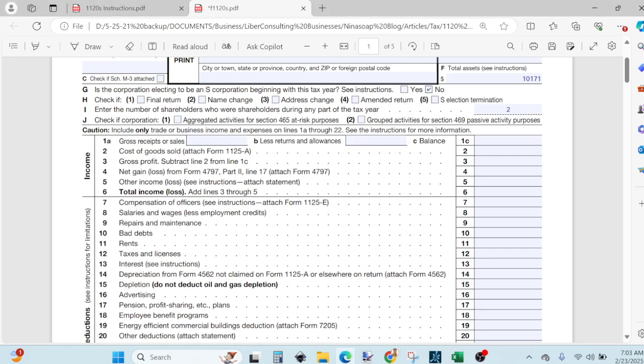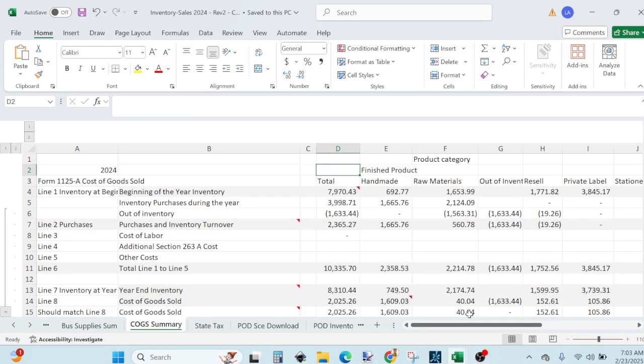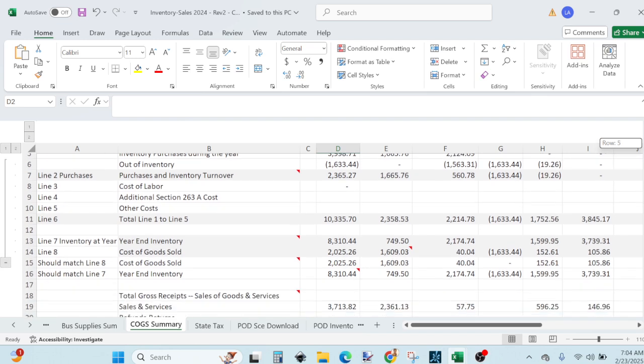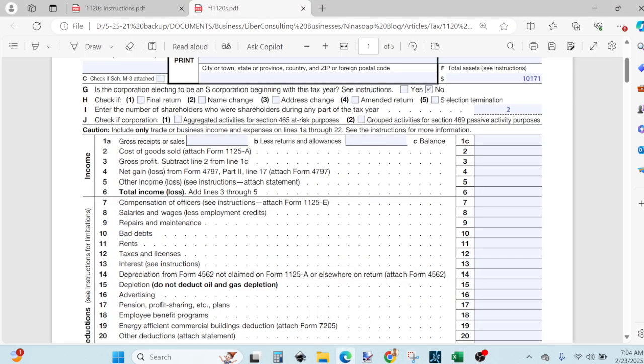Line 1, gross receipts or sales. In this example, we are going to pull our inventory and sales spreadsheets. Because we carry inventory, we are tracking our sales there. Therefore, we will put the gross revenue and the sales, which is 3714 in this example. We are rounding. If you have returns, you'll put them there, and the difference between the two will go here. So in this, I'm just going to put 3714.